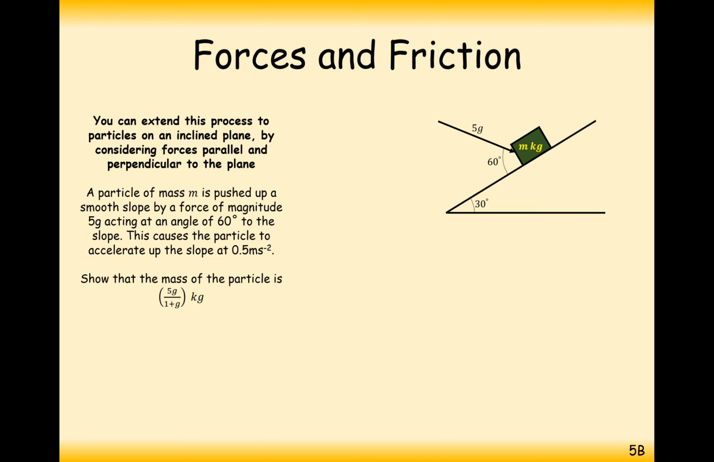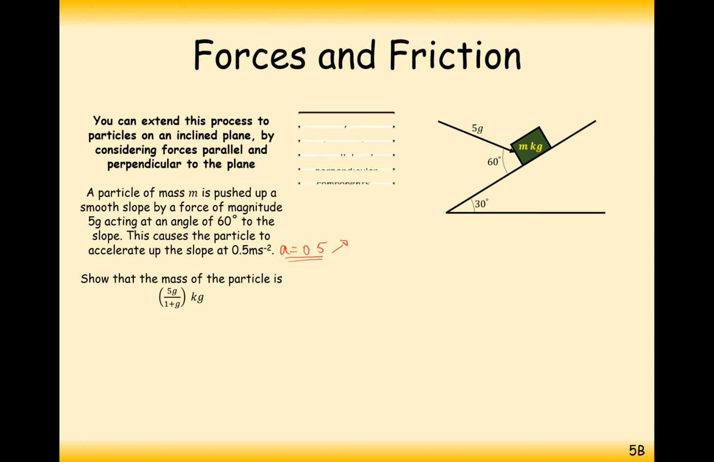Right, final question then, and this one is a toughie. So what we've got here is a plane, and a particle on the slope with mass, and we don't know what the mass of this particle is. We also have a force that's coming in at an angle pushing the particle up the slope, and the force here is a 5g force. This causes the particle to accelerate up the slope at 0.5 meters per second squared. So we know the value of a, so when we come to use F equals ma, we know the value of a up the slope. Okay, so let's get started.